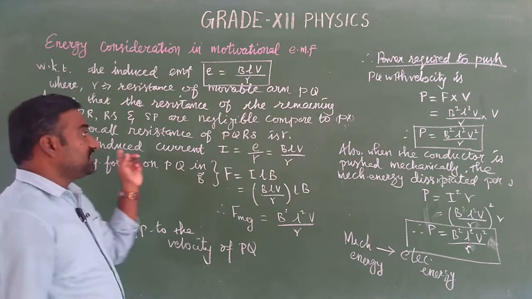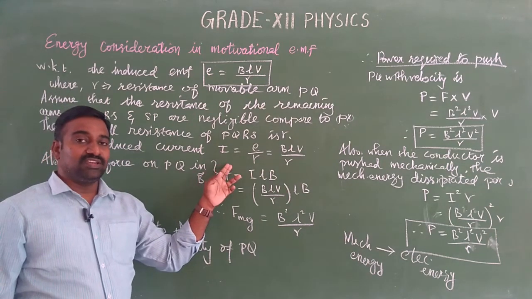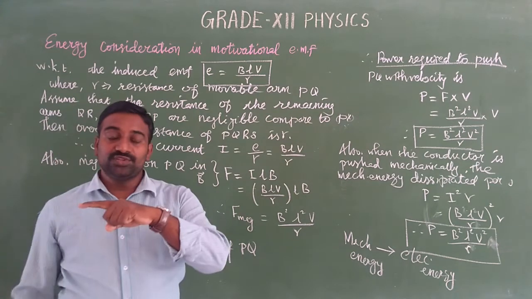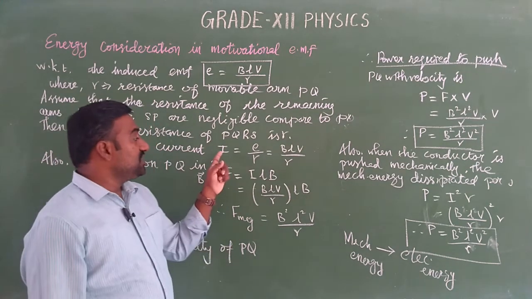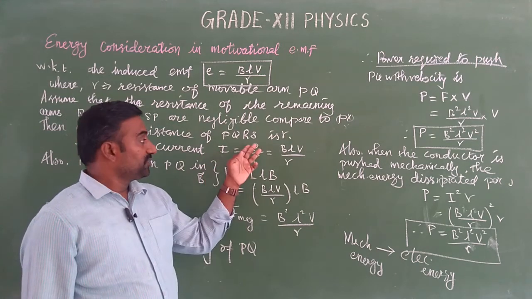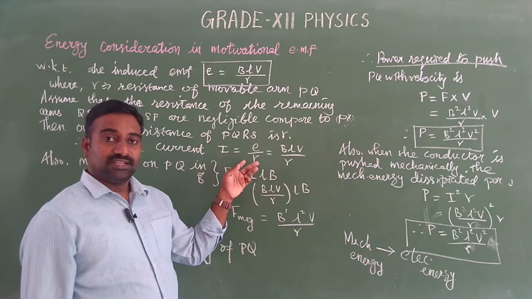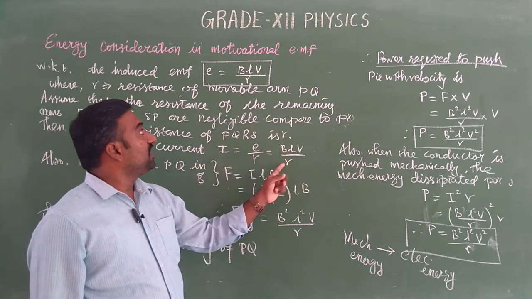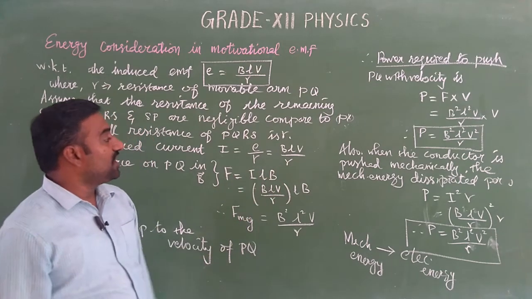Okay. Therefore, the induced current, which is opposite to the direction of flow of electrons, no? So the current direction and the electron direction are always opposite. So what is the induced current? Current is equal to potential by resistance, that is EMF by resistance. So EMF we know is BLV, so I is BLV by R.